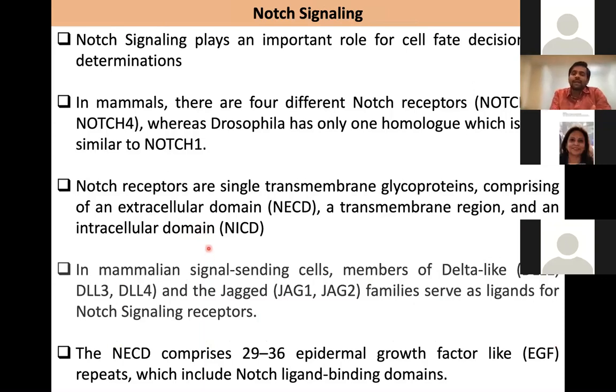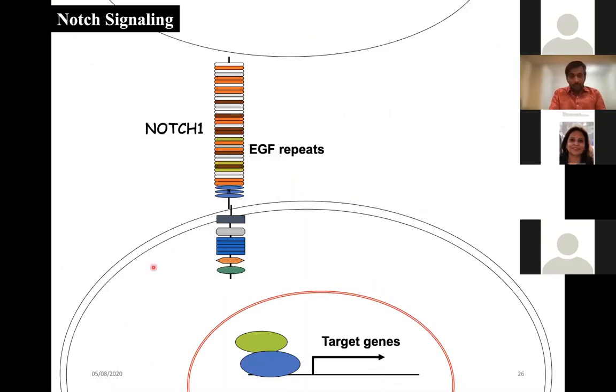What is Notch? We have here the Notch receptor and Notch ligand. Notch receptors are single transmembrane glycoproteins comprising a Notch extracellular domain, a transmembrane region, and an intracellular domain. In the signal-sending cells, we have different ligands, majorly 5 in mammals: Delta 1, Delta 3, Delta 4, Jagged 1, and Jagged 2. The Notch extracellular domain consists of 29 to 36 EGF repeats, and each repeat consists of 40 amino acids. Let's first study how Notch signaling works, then I will move towards the extracellular domain of Notch 1.